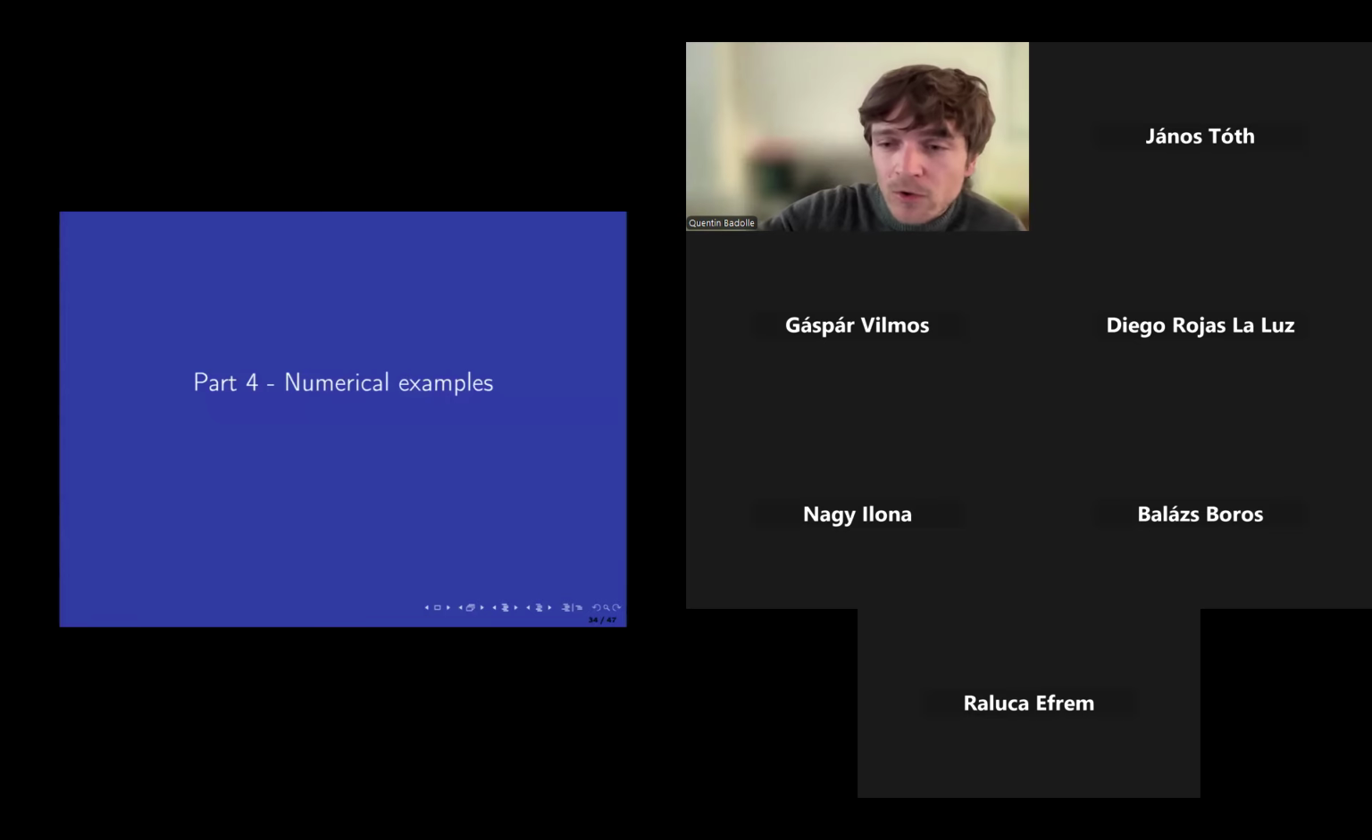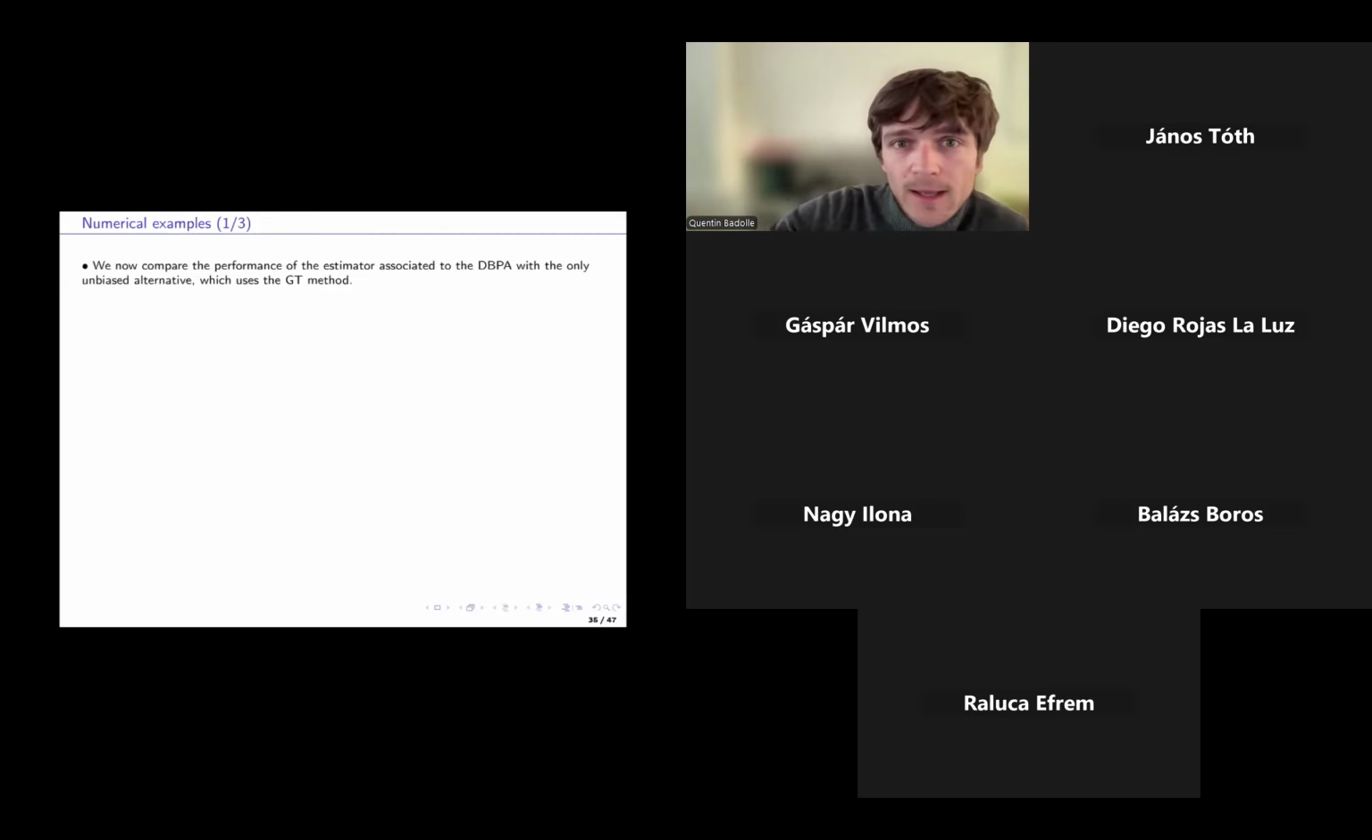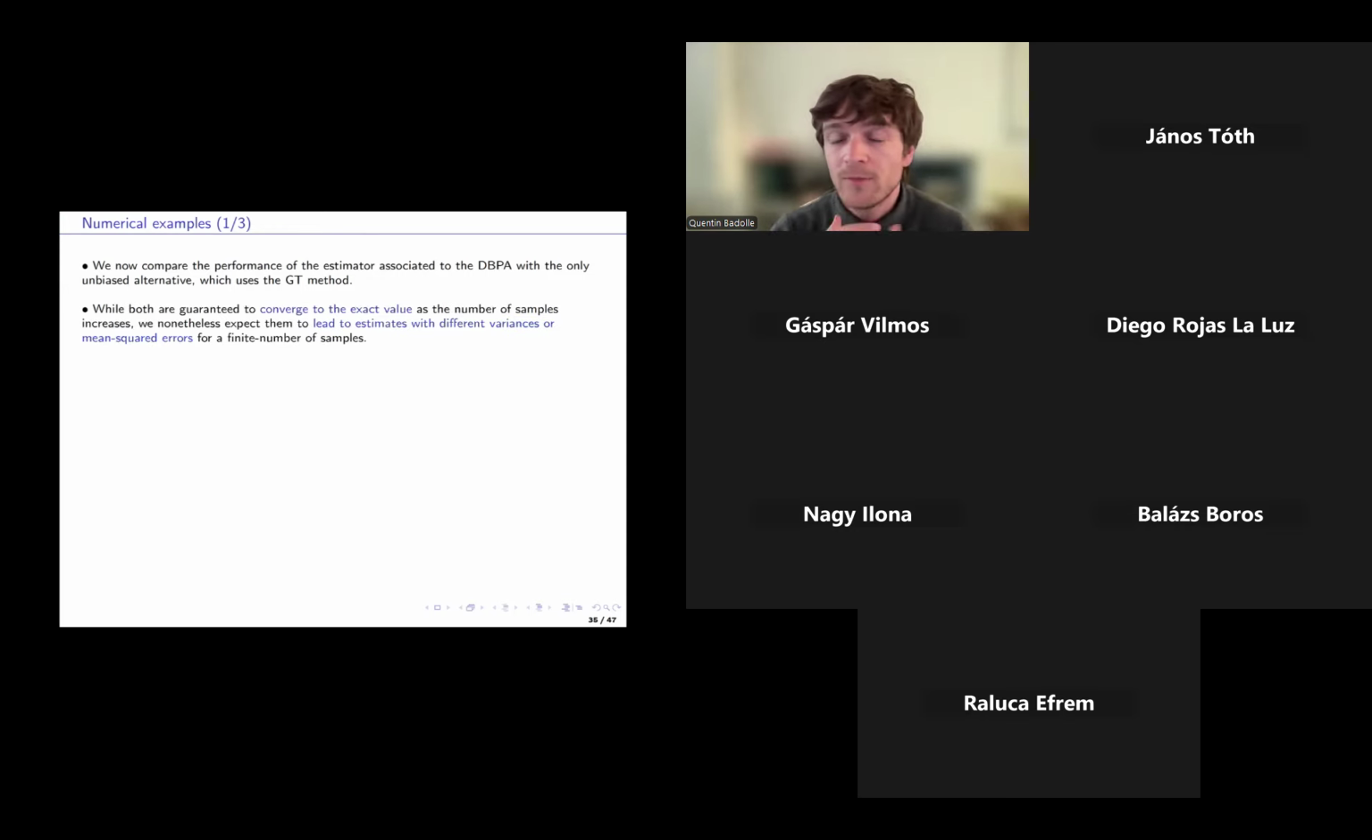I'm now going to show you some numerical examples. We are going to do the comparison with the Girsanov transform method because it's the only unbiased estimator which we can compare with. We know that they are unbiased, so they will converge to the exact value, but we can expect that they will have different variances or mean squared errors for a finite number of samples.